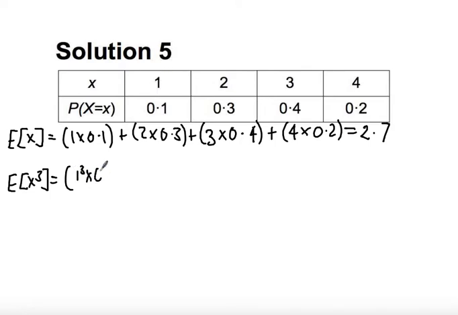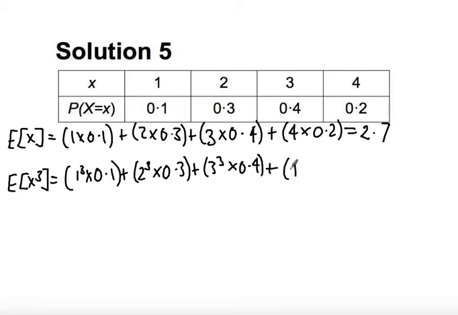So 1 cubed times the probability. And you can see it's exactly the same as what we did for expectation of x squared. So 2 cubed times the probability plus 3 cubed times the probability plus 4 cubed times the probability. Now, when I type that into my calculator all in one go and evaluate it, you should get a value of 26.1.